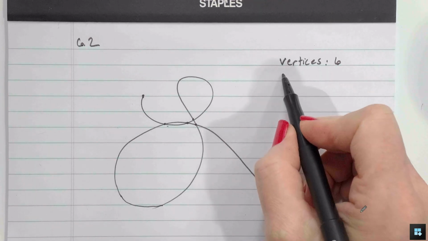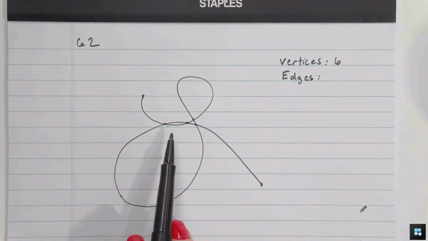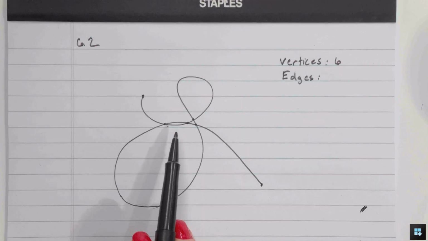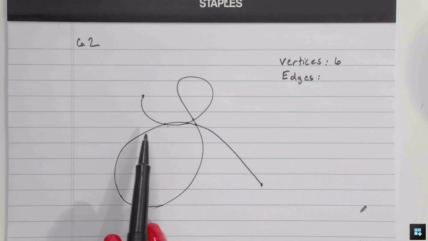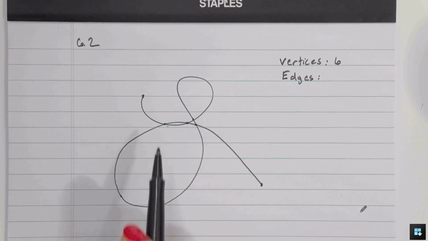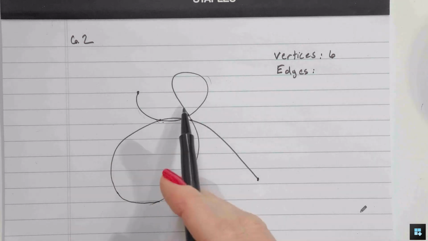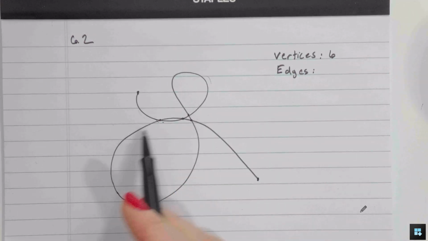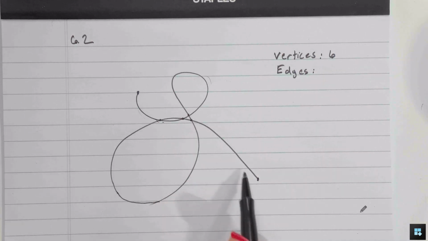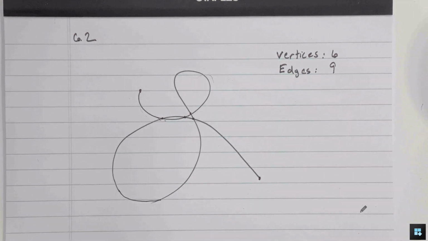Now we'll count edges. Now if you did like me and made little tiny places, then be careful when you're counting your edges. I'm going to follow through from the start to the end, and that's a good way not to miss any edges. Okay, so 1, 2, 3, 4, 5, 6, 7, 8, 9. Mine has 9 edges. So count your edges and write down how many you have.